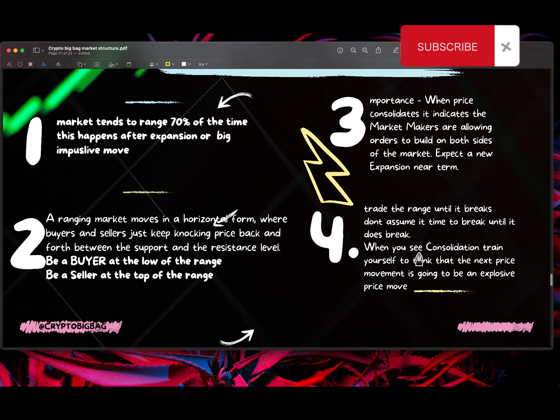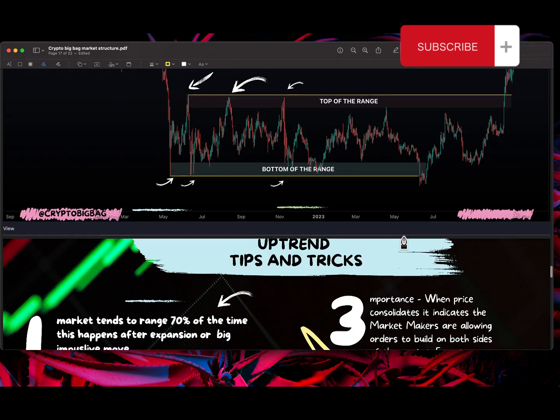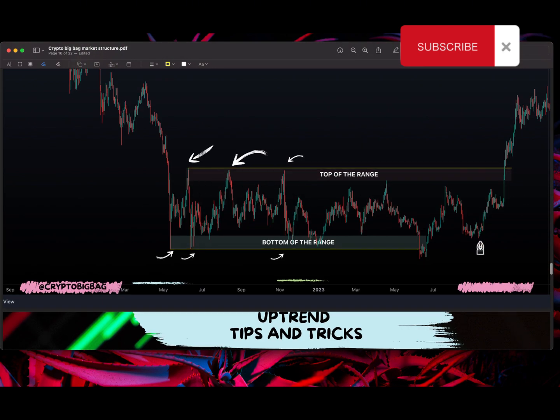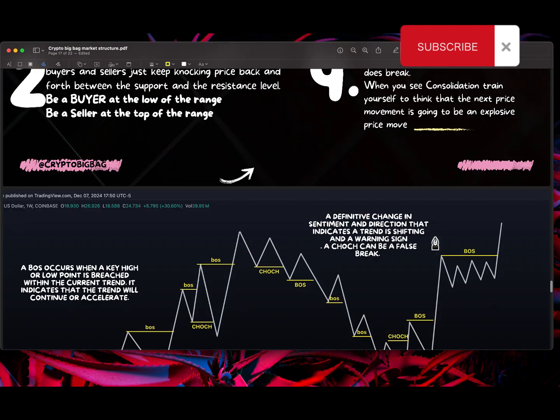When you see a consolidation, train yourself to think that the next price move is going to be an explosive move, right? At some point when it breaks out, it's going to be explosive. Just like this point, it went down a little bit, right? Then created a swing failure pattern, a failed auction. Then when it finally broke out, it was explosive and impulsive, right?